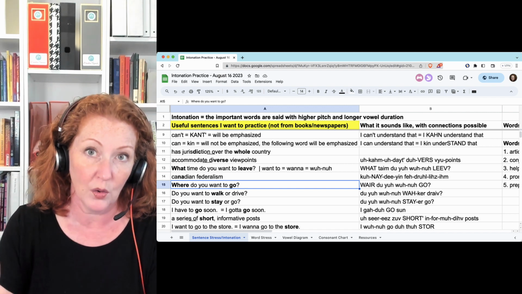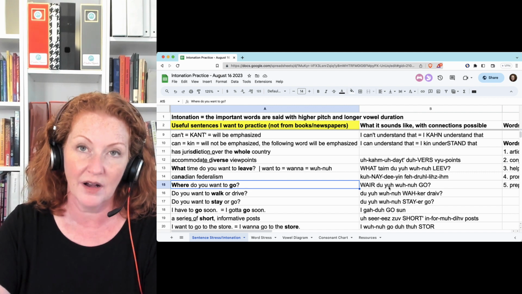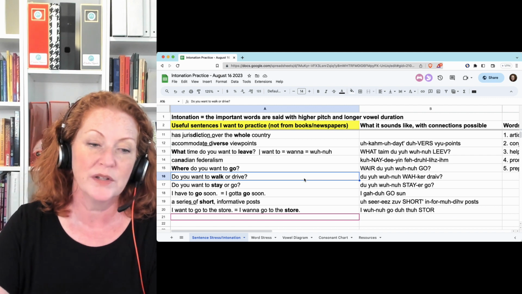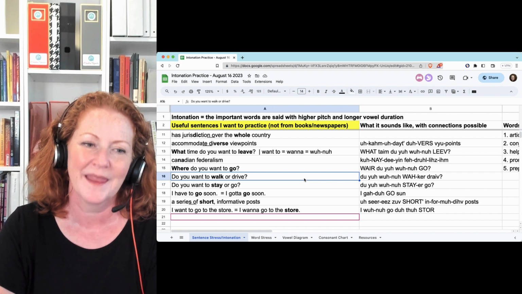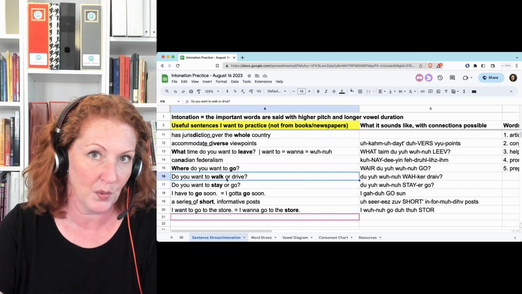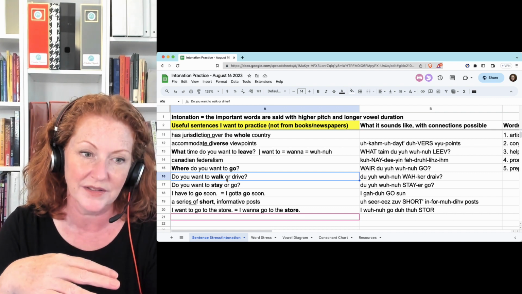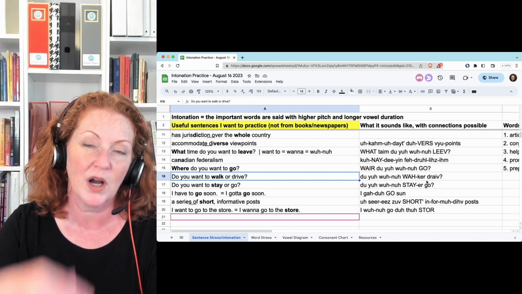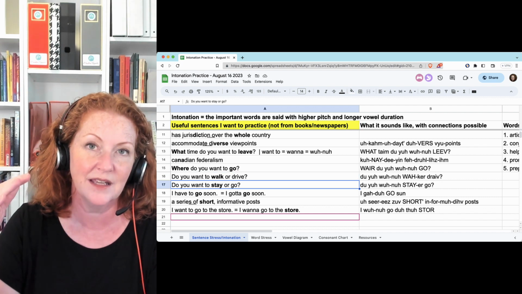Where do you want to go? Changes to where do you want to go? Where do ya wanna go? Do you want to walk or drive? Very choppy. Do you want to walk or drive? In this case, the "or" is not important to pronounce perfectly. It can change to just the noise. So I put er to represent that. Do you want to walk or drive? Walk or drive. Do you want to stay or go? Stay or go.